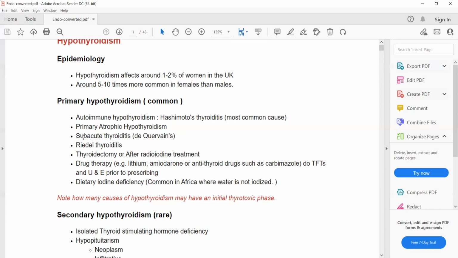Some of the less common causes include subacute thyroiditis and riedel thyroiditis. Subacute thyroiditis such as de Quervain thyroiditis and riedel thyroiditis are less common causes of hypothyroidism. Similarly, a patient can develop hypothyroidism after thyroid surgery, such as thyroidectomy, or after treatment with radioiodine.